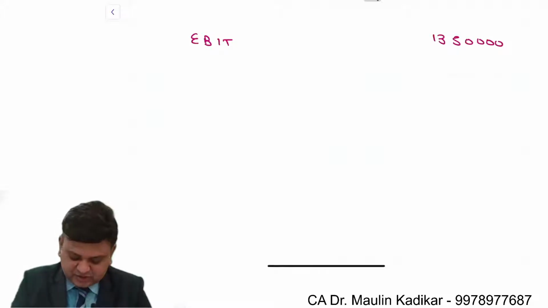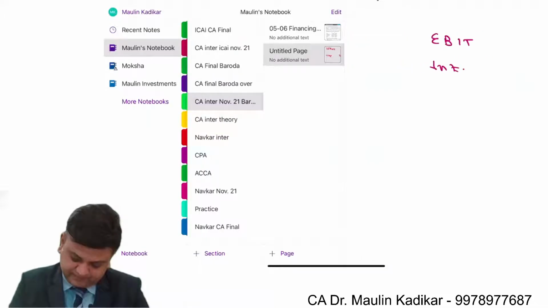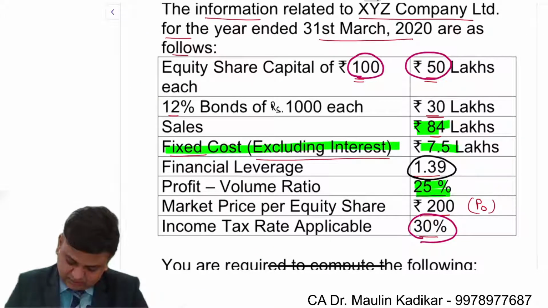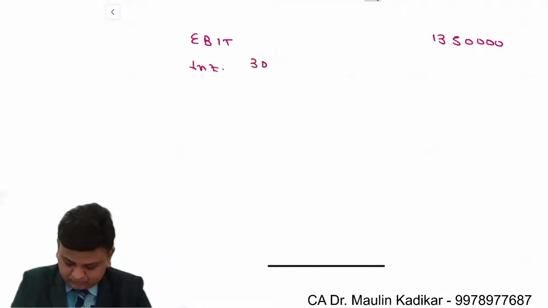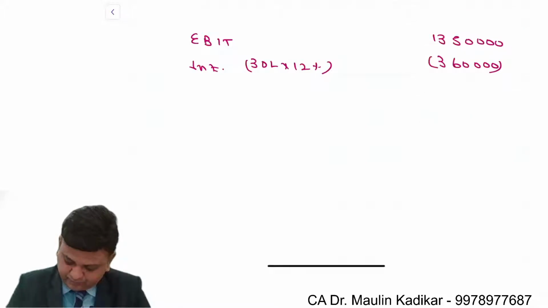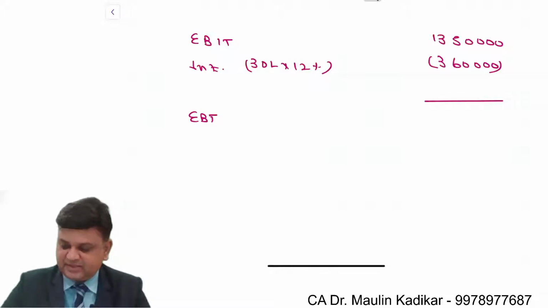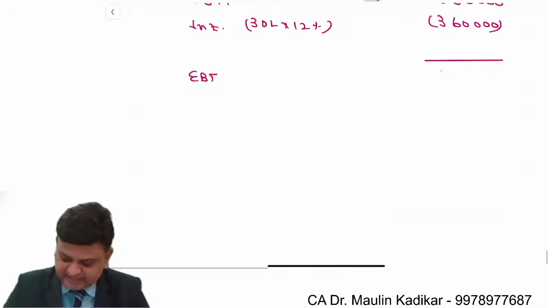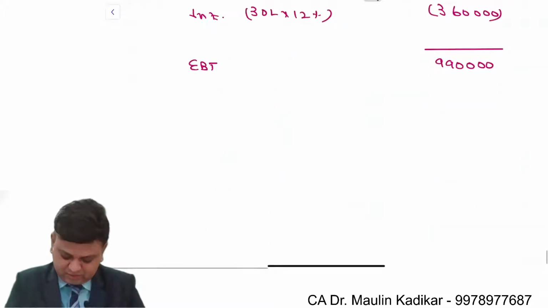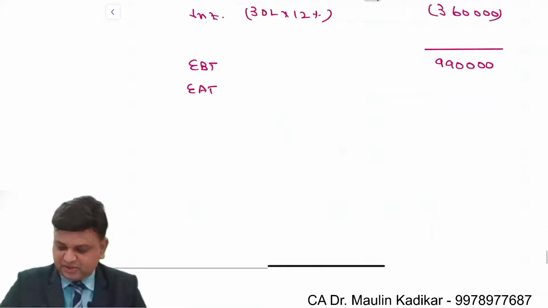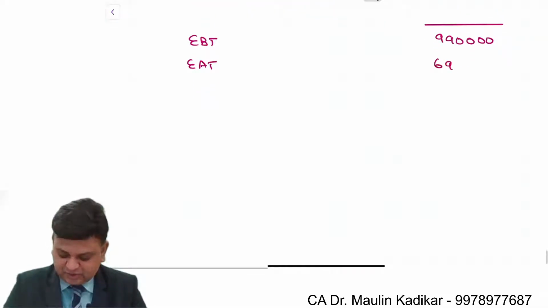Then, sir, information is provided to us with which we can compute the interest. That is 30 lakhs into 12%. That comes to 3,60,000. In that case, earning before taxes is 13,50,000 minus 3,60,000. This is 9,90,000. Income tax rate is only 30%, so earning after taxes is 70%. That is 6,93,000.